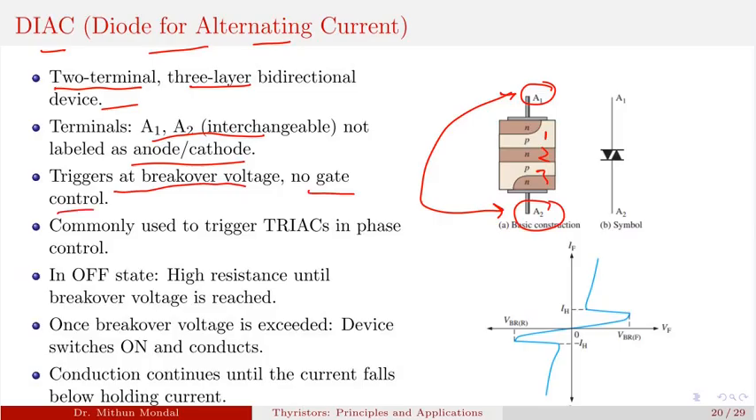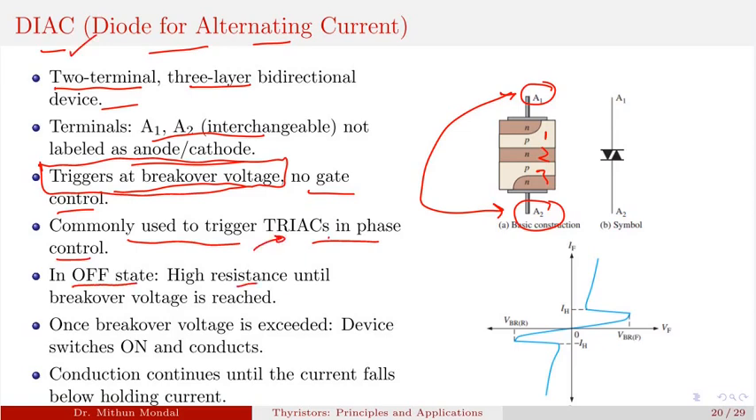No gate control is required. So for all the thyristor families, one thing is common in terms of operation: you have to give a voltage which is triggering at the breakover voltage. This is commonly used to trigger the Triac in phase control. So Diac is used to trigger the Triacs.